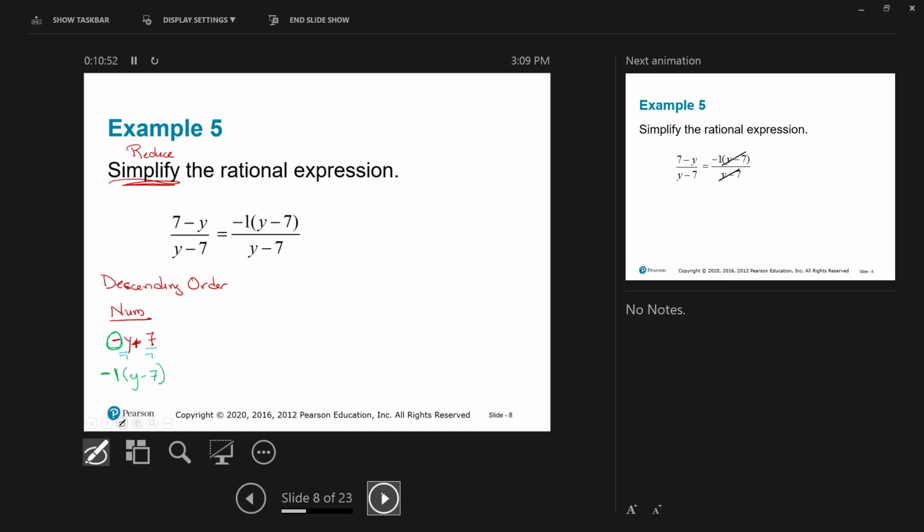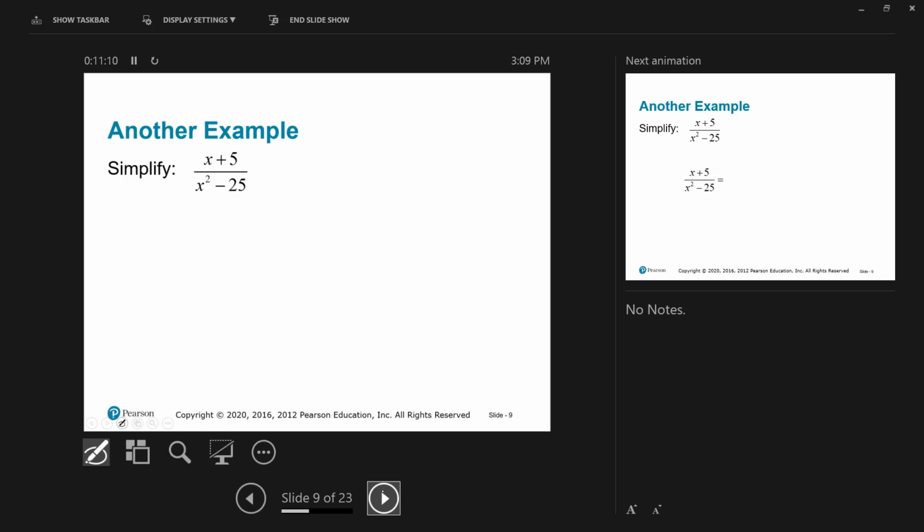The denominator is okay. It was already in descending order. I don't have to worry about anything there. And I'm noticing a y minus 7 on the top and bottom, which means we can cancel, and all we're left with is a negative 1. Good so far? Cool. Okay, let's take a look at this next example.